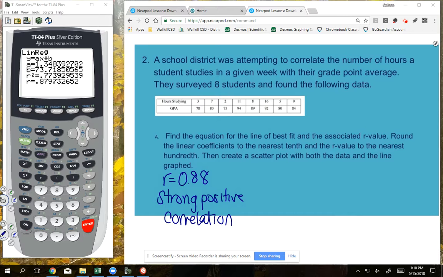And now we need our equation. I'm rounding everything to the tenths again. We have y equals 1.3x plus 73.7. Who agrees? Okay, so we're going to go through the same process of calculating the predicted and then calculating the residuals and making a residual plot.